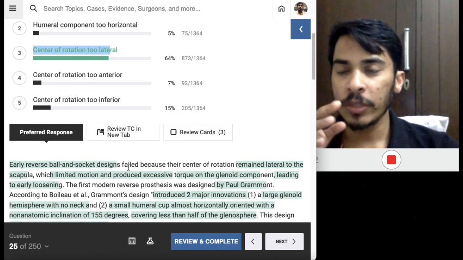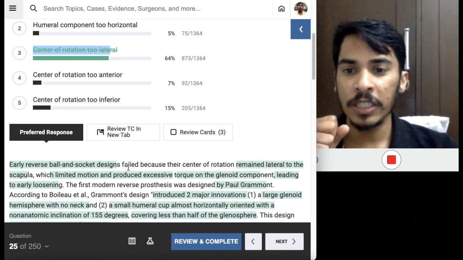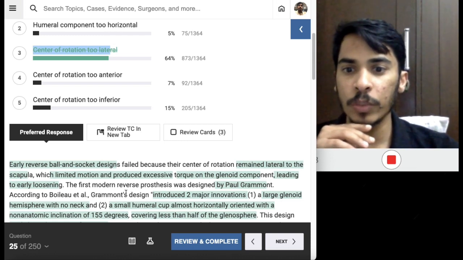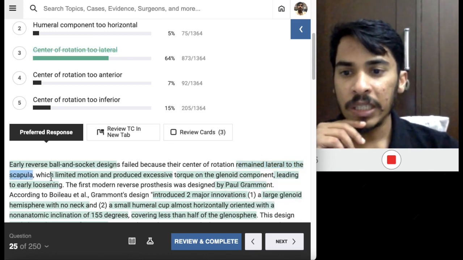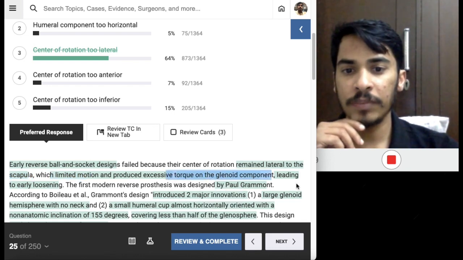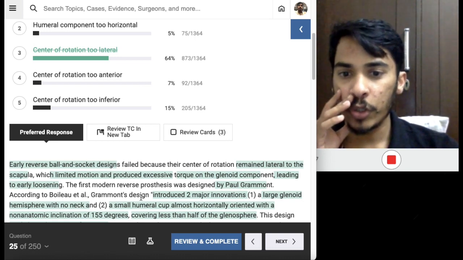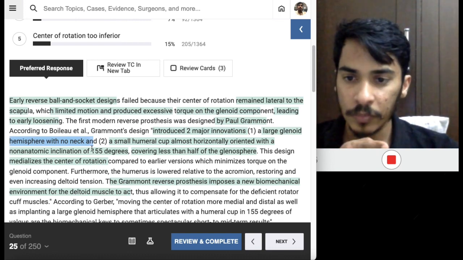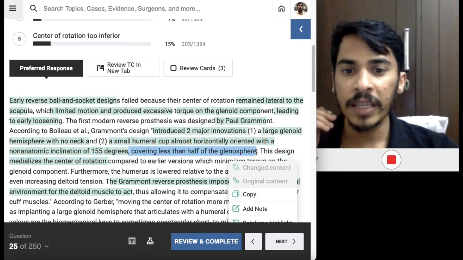So there is an evolution of reverse total shoulder arthroplasty. Initially, the glenoid component was kept too lateral. There was too much lever arm on the glenoid component, and it remained lateral to the scapula, which limited motion and produced excessive torque on the glenoid component, leading to early loosening. Then Grammont introduced two major innovations: a large glenoid hemisphere with no neck, so it is medialized, and a small humeral cup, almost horizontally oriented with a non-anatomic inclination of 155 degrees, covering less than half of the sphere.